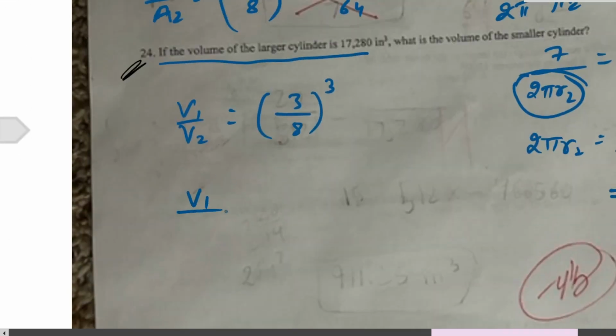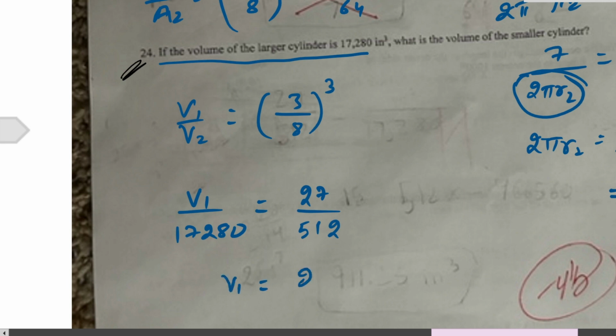So we can write V1 over 17280 will be 3 by 8 cube, which is 27 over 8 times 8 is 64, and 64 times 8 is going to be 512. And then we can do this 27 over 512 times 17280.